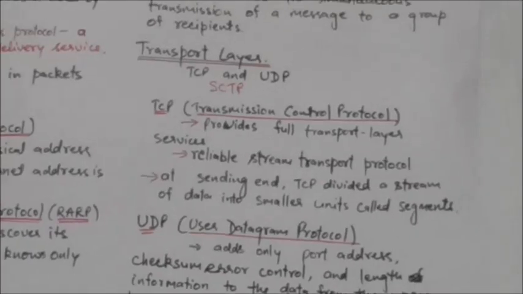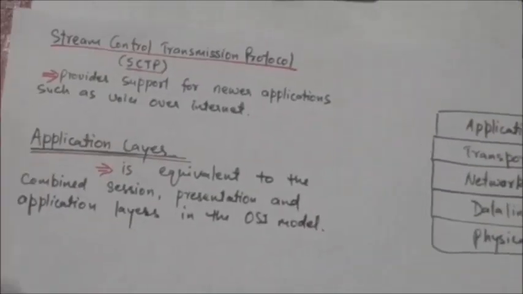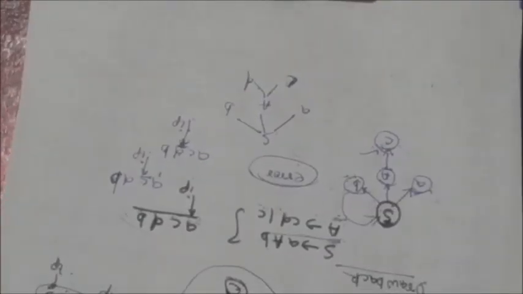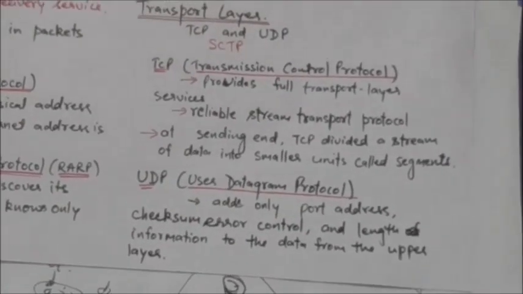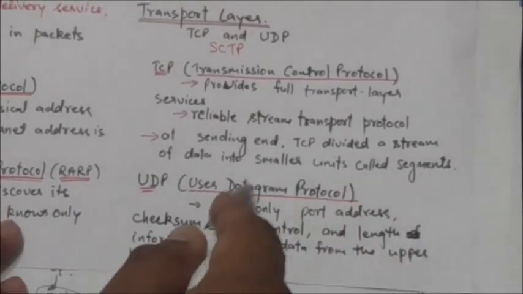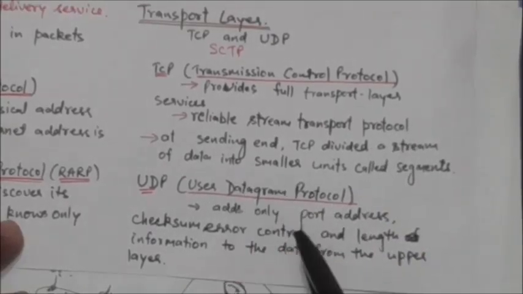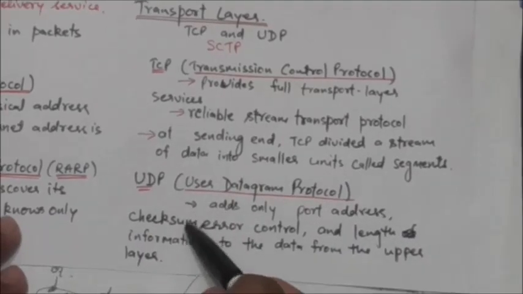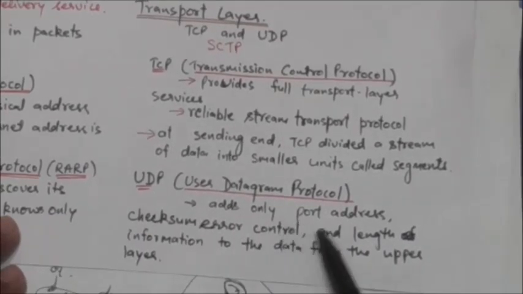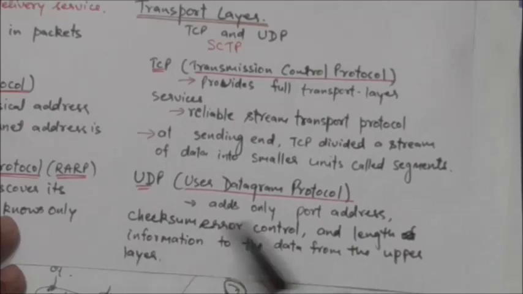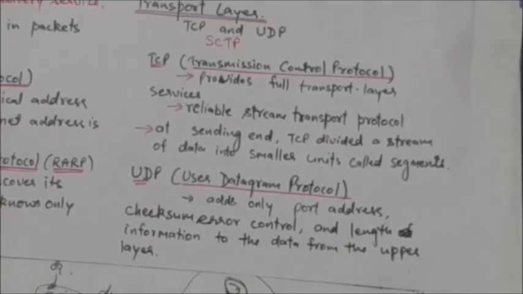Now we will study about UDP. The full form of UDP is User Datagram Protocol. It is a process to process protocol, and it adds only port address, checksum error control, and length information to the data from the upper layer. As I told you, in this tutorial I will give you only brief outlines of the protocols. About these protocols we will study in detail in separate tutorials.